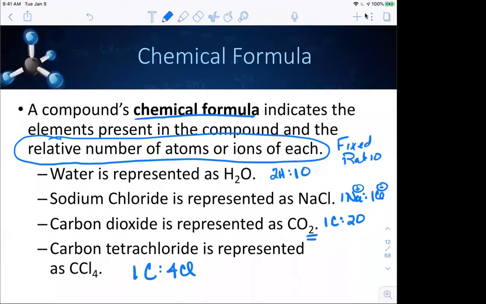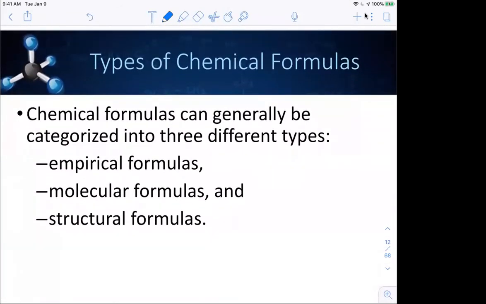So these subscripts tell us how many atoms of that particular element, or ion as the case may be, are present and in what ratio, right? That gives me the relative number of atoms or ions of each of those elements.